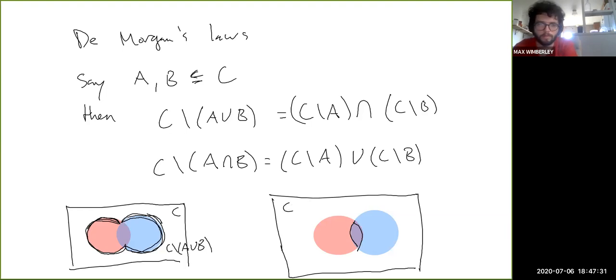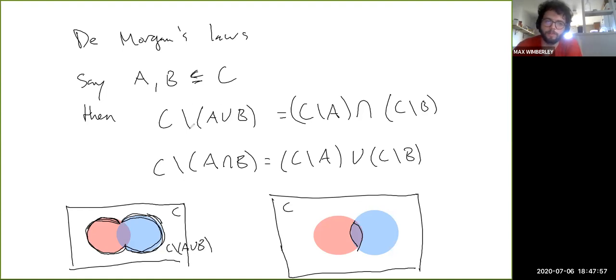That's the case of two sets, but it generalizes to any number of sets. You can take the complement of the union of all of them, or you can take the intersection of all of their complements. And then the same thing for the other direction.